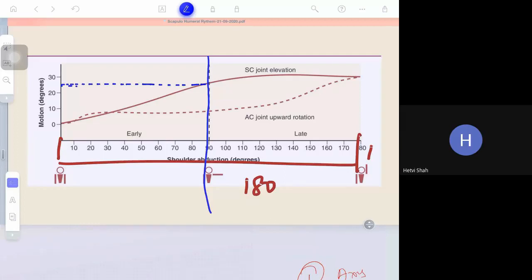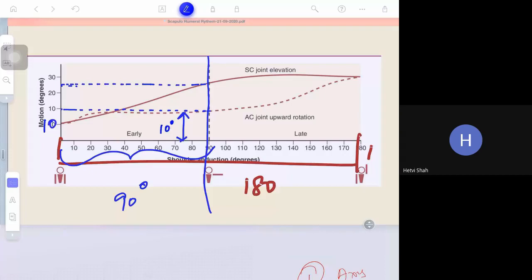Sternoclavicular. This is the sternoclavicular joint. And here you see this is the acromioclavicular joint. Clear? So in the first 90 degree abduction, clear? How many degrees of acromioclavicular joint motion occurred? 10 degrees.